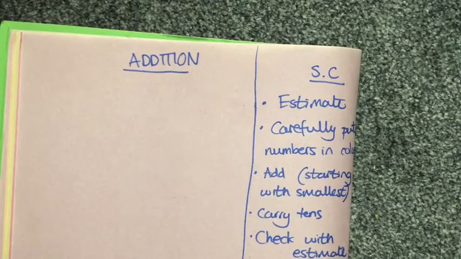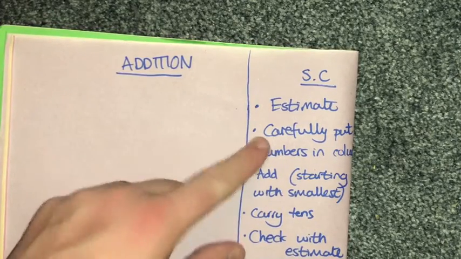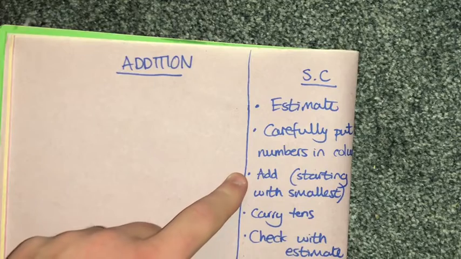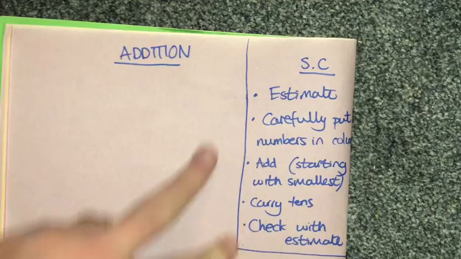Okay, so addition. So success criteria. We need to estimate it. We need to carefully put our numbers into columns. We need to add, starting with the smallest numbers, carry any tens that we need to do, and we need to check at the end with our estimate.